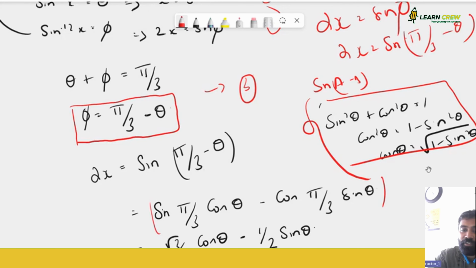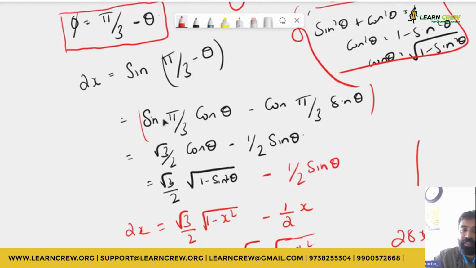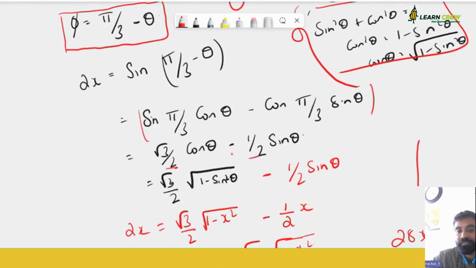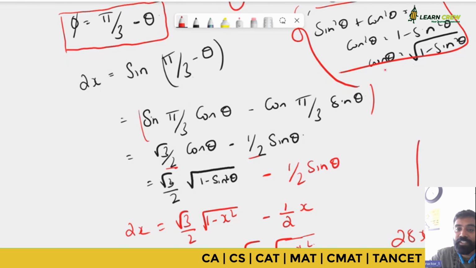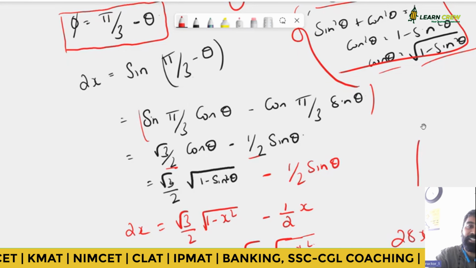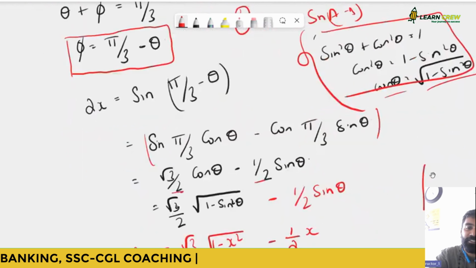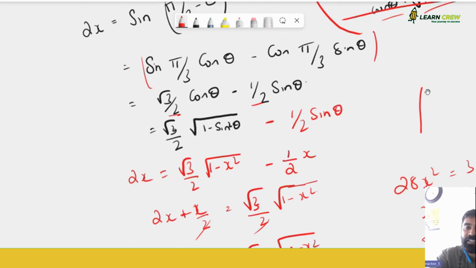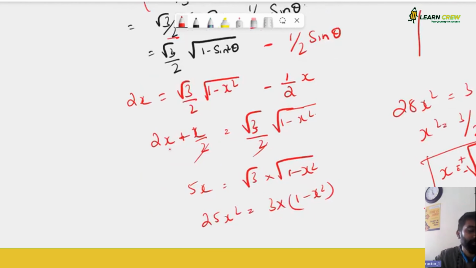Once this is done, I know the value of sine pi by 3 and cos pi by 3. I am replacing that. Then I'm left with cos theta and sine theta. Now I'm converting the entire equation in terms of sine theta. So how to write cos theta in terms of sine theta? It can be square root of 1 minus sine square theta. So sine theta, I already know the value as x, so I'm replacing that with x. So I get the entire equation in terms of x in the numericals. Now I start playing around and find the value of x. Okay, this is what is happening.